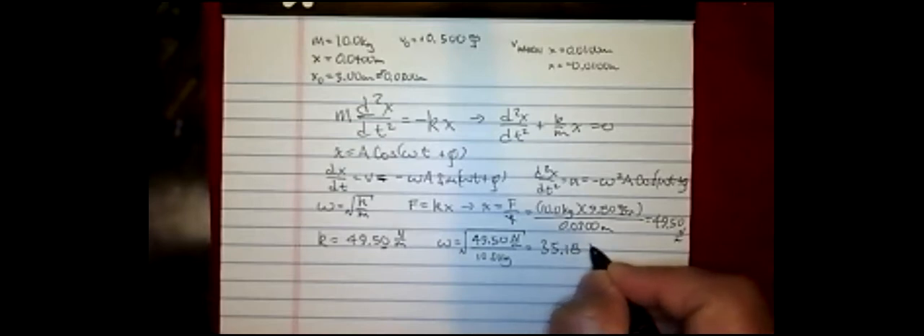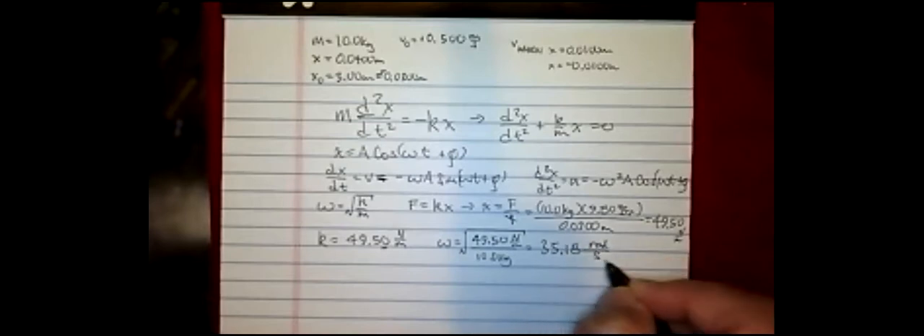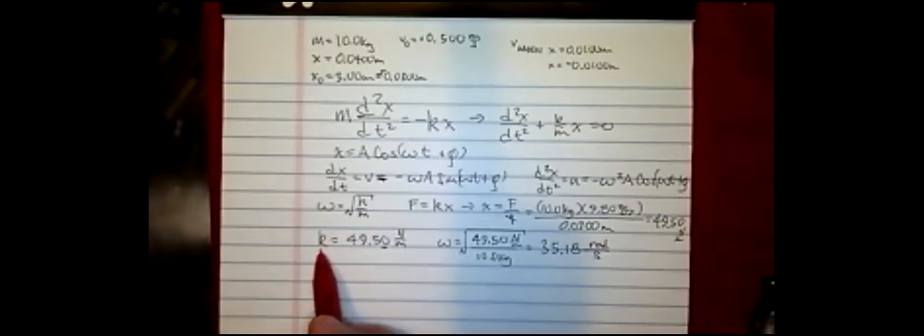So this figure turns out to be 35.18 radians per second. Remember, radian is given by the formula s equals r times theta, so a radian is really not a true unit. It's actually a pure number. So I've got now two of the key values that we needed. We didn't need k so much, but we had to have k to get omega. So we now have omega, we have A.